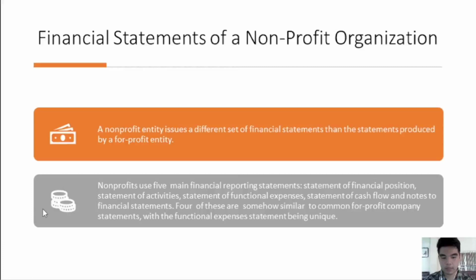the financial statements. Furthermore, the Financial Accounting Standards Board now requires every non-profit to present expenses by function and nature in one place. So, as you can observe here, 4 of these are somehow similar to common for-profit company statements, with the functional expenses statement being unique. So, the functional expenses statement is something that is exclusive for the non-profit organization.